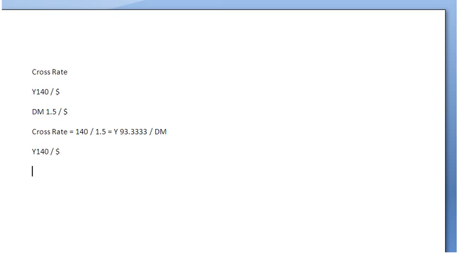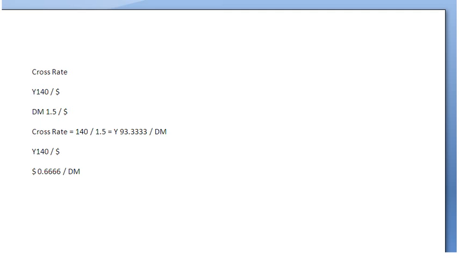dollars to a Deutschmark, we are going to simply take the reciprocal of 1.5, and that is going to give us 0.6666 dollars to a Deutschmark.